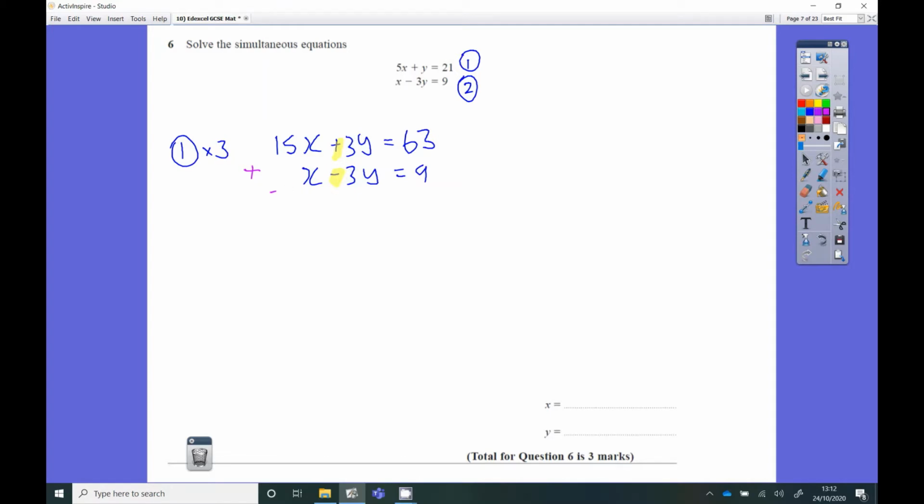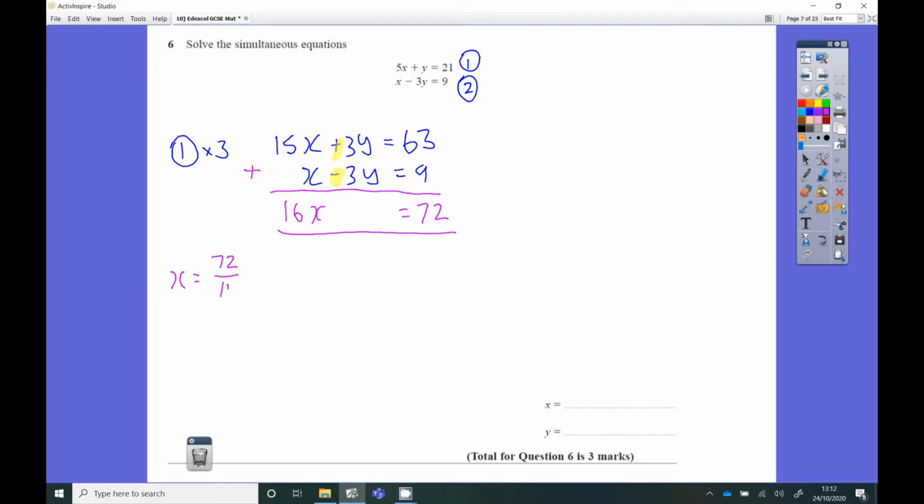So, adding the two equations together, I get 16x. The y's eliminate, plus 3y added together with the minus 3y is nothing, that's the whole point. And 63 add 9 is 72. So 16x equals 72. Dividing both sides by 16, I get x equaling 72 over 16.